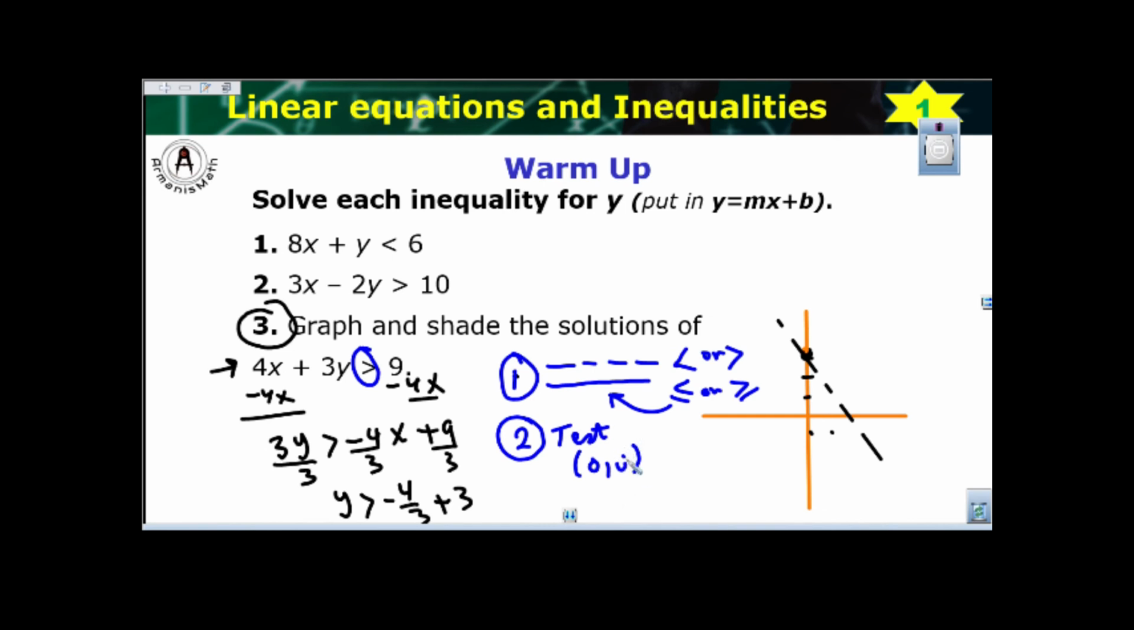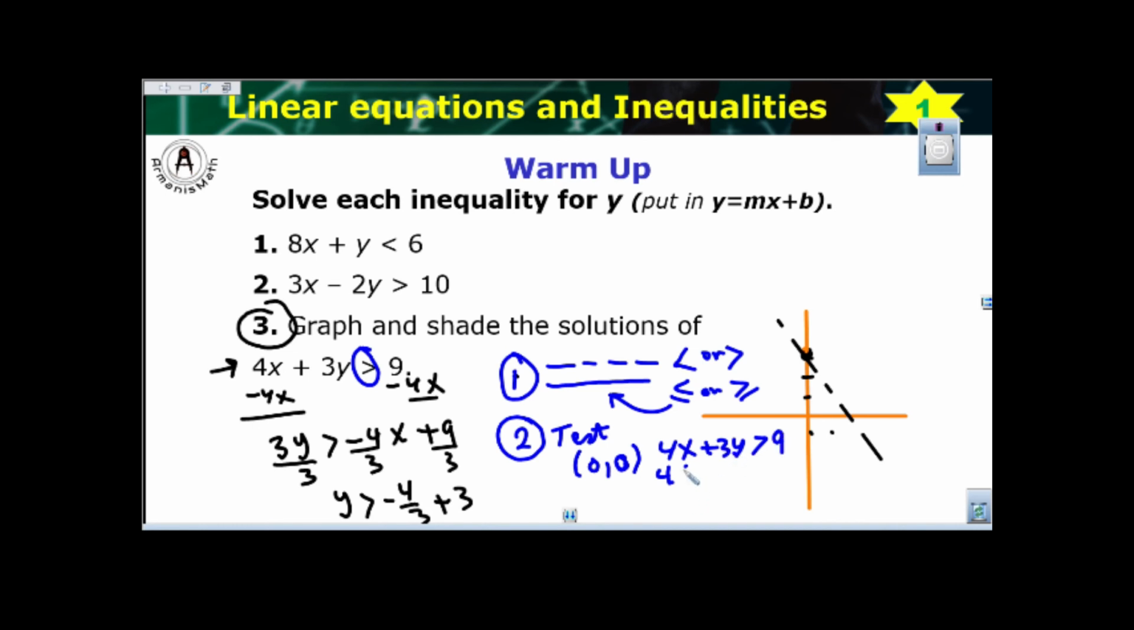If you test 0, 0, and it gives you a happy face in that region, that means this region is where you shade. That's where the solutions are. If it gives you a frown face, then you shade the other side of it. So for example, here, if I test 0, 0, I put 0 for x and 0 for y. 4x plus 3y, is that greater than 9? I'm testing, okay?